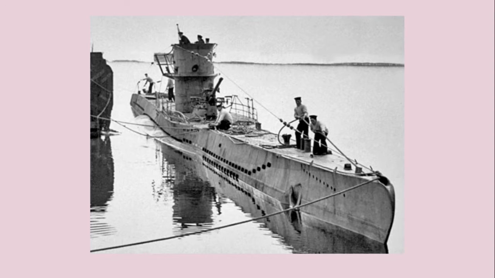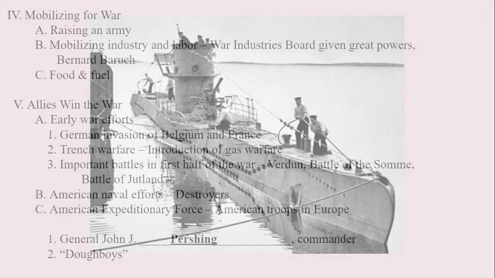Now, there, by the way, is a German U-boat. The U-boat was used in the First World War and then into the Second World War as well. They did a lot of damage in the Atlantic, sinking a lot of merchant vessels, as well as naval vessels. And one of the things that we'll talk about a little bit later is the development of the destroyer to deal with submarines.